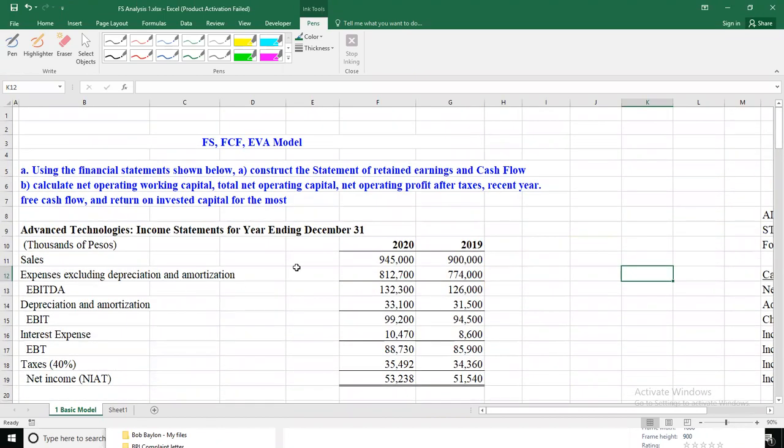The name of the company is Advanced Technologies. Here it says to calculate the NOWC, the TOC, the NOPAT, etc., free cash flow, and ROIC. I think I cut off the sentence. Anyway, I'll just give the necessary changes.